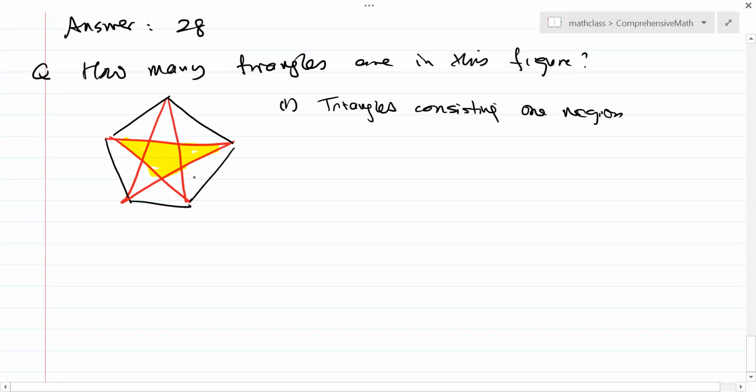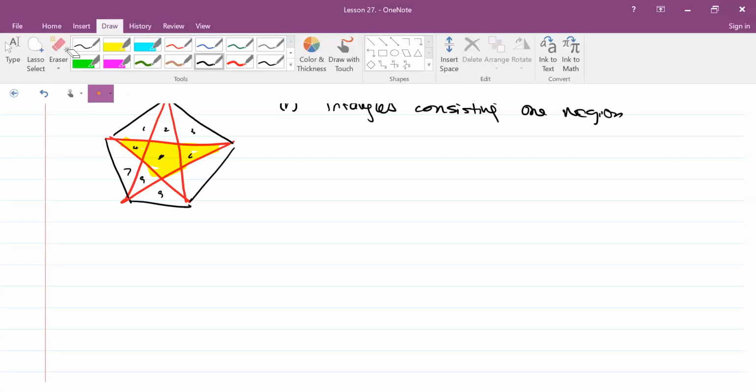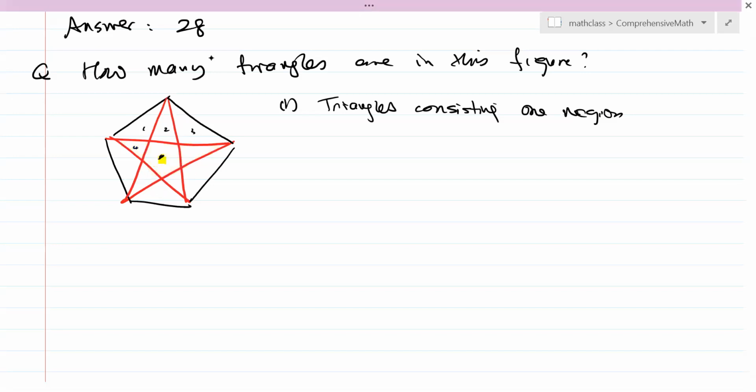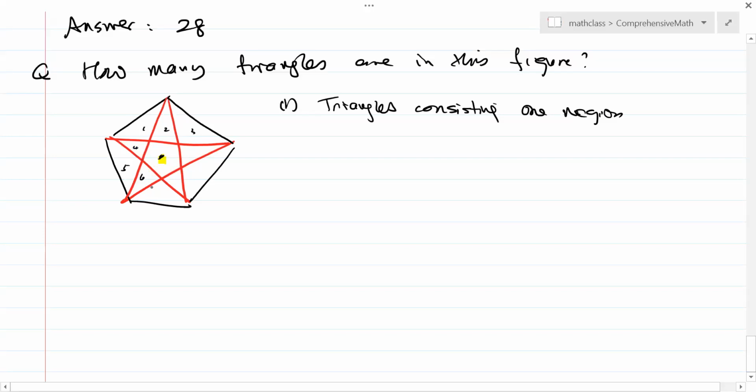1, 2, 3, 4, 5, 6, 7, 8, 9, 10. Yeah. No, the one in the middle is not, okay? So around that, you have 10. So you already have 10, right? Now you need 9.